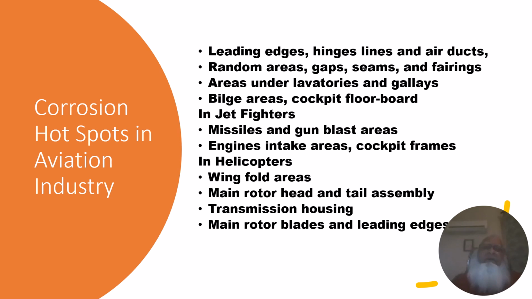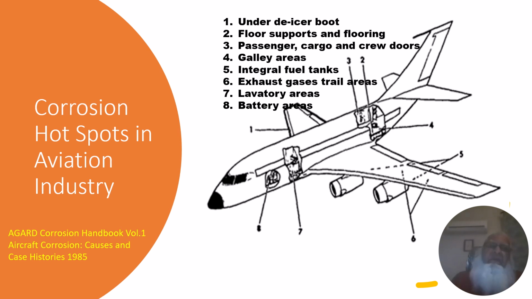All these points are highly susceptible to atmospheric corrosion, and maybe to the localized environment in the planes. They are highly susceptible to corrosion at localized points, what we call the hotspots. This slide shows growing hotspots in the aviation industry. It's a continuation of the previous two slides.